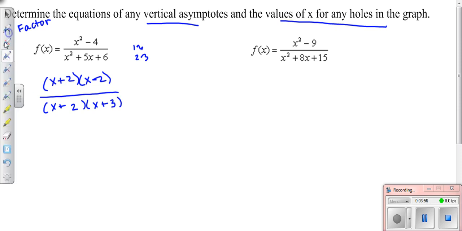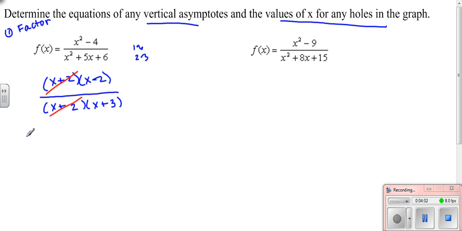So remember, the holes in our graph are determined by common factors, and I have an x plus 2 and an x plus 2, so those are going to cancel out. So first we're going to talk about holes. So where will x plus 2 equal 0? That happens when x equals -2. And so somewhere on the graph at -2, there's a hole. Now we don't know where along that line there's going to be a hole. I'm going to talk about that next. But right now I know somewhere along that line of x equals -2 there's a hole.